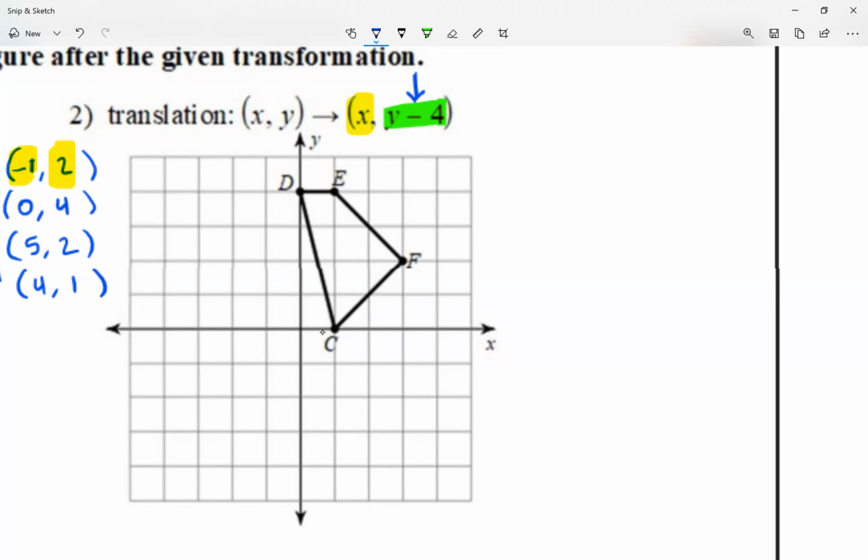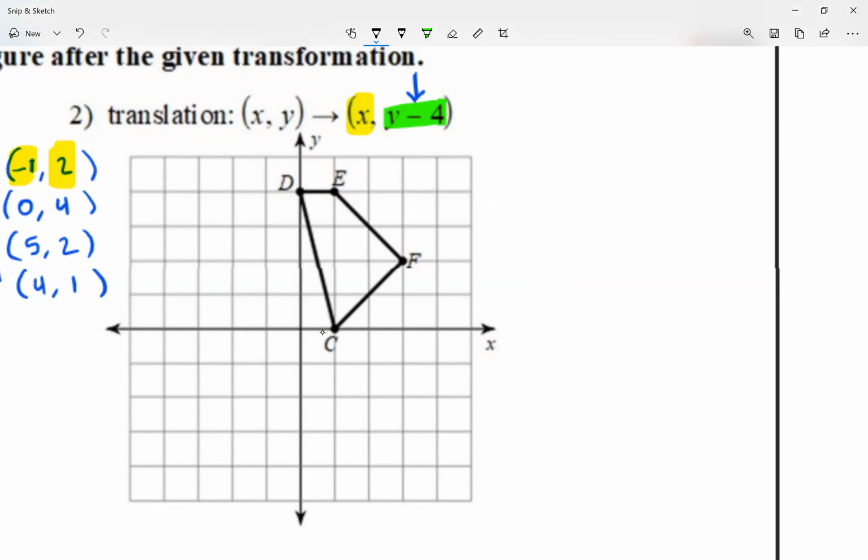Now here, look, I have the X by itself. There's no minus, there's no plus. So sideways, don't move. Okay, interesting. On the X, if the X is by itself, there's no plus something or minus something, don't move sideways. If the Y was by itself, then don't move up or down. Okay, so let me get the coordinates of each of my points here.